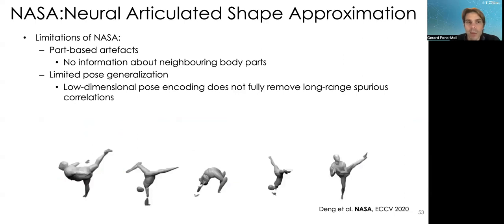All right. One problem of NASA was that it needs to map the points back to the canonical space, and basically it had part-based artifacts, and it had a limited ability to generalize to new poses. So this low-dimensional pose encoding does not fully remove these long-range spurious correlations. And so when the poses are very far away from the training distribution, then this model will fail.